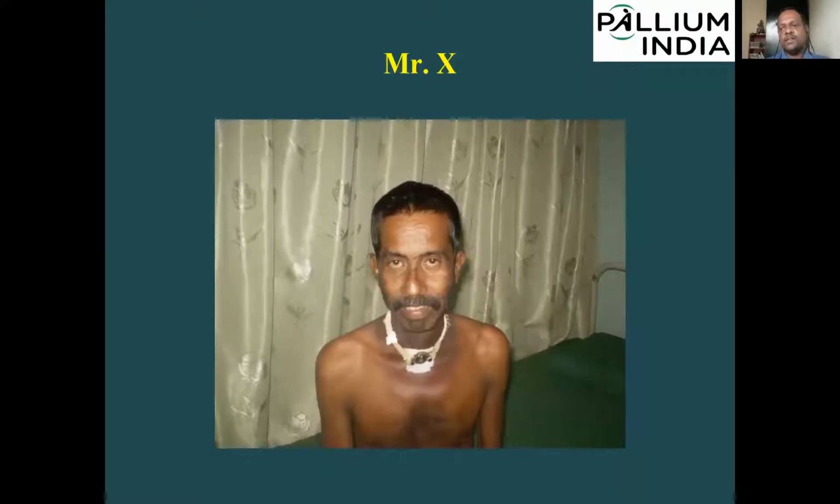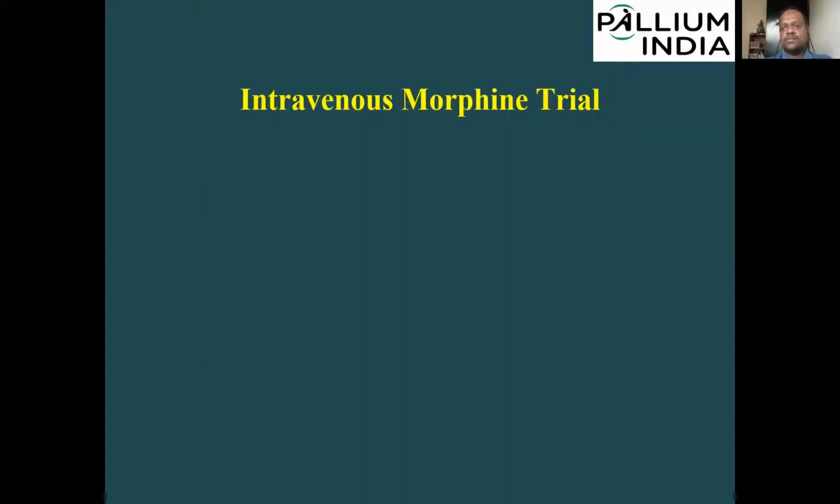So this patient, after an hour, he is smiling like this. What is the magic behind this? This is pain relief. And so fast, isn't it? This is because of intravenous morphine titration, which we usually refer to as intravenous morphine trial. It is a type of rapid titration of analgesics.